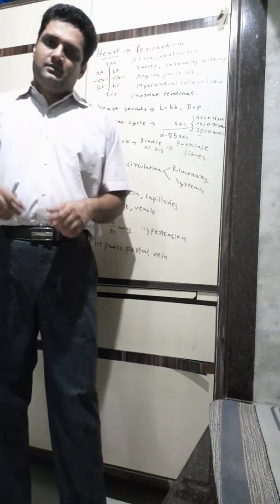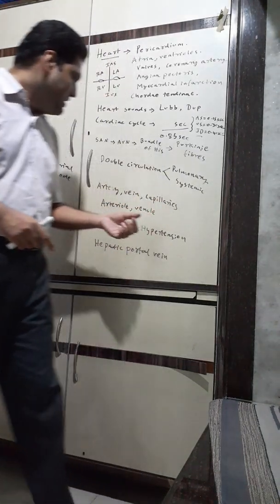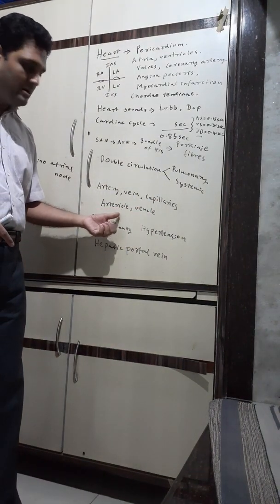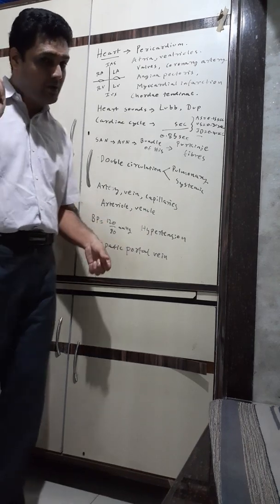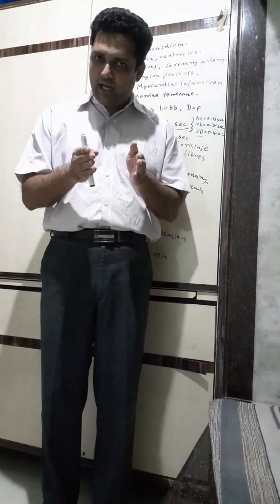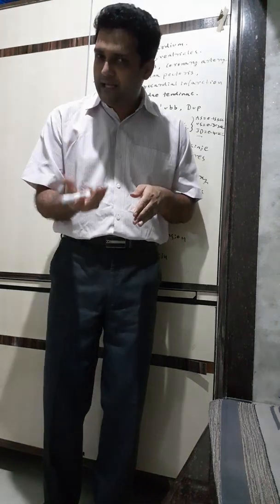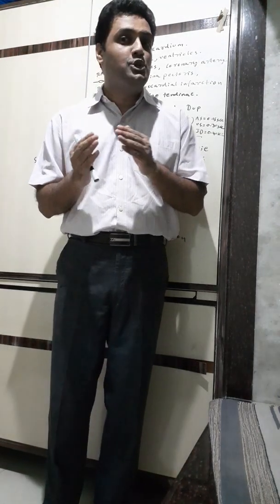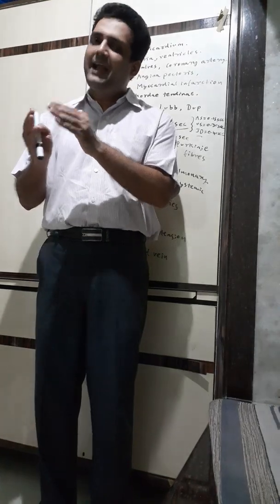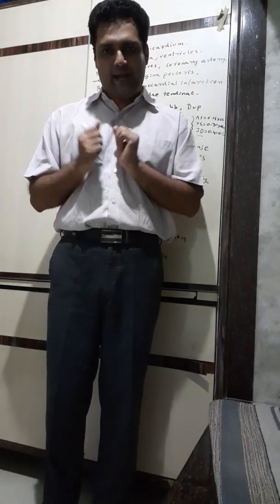A branch of an artery is called an arteriole. A branch of a vein is called a venule. Now listen to me, children. An artery branches to form arterioles, which branch to form capillaries. Capillaries unite to form venules, and venules unite to form a vein.